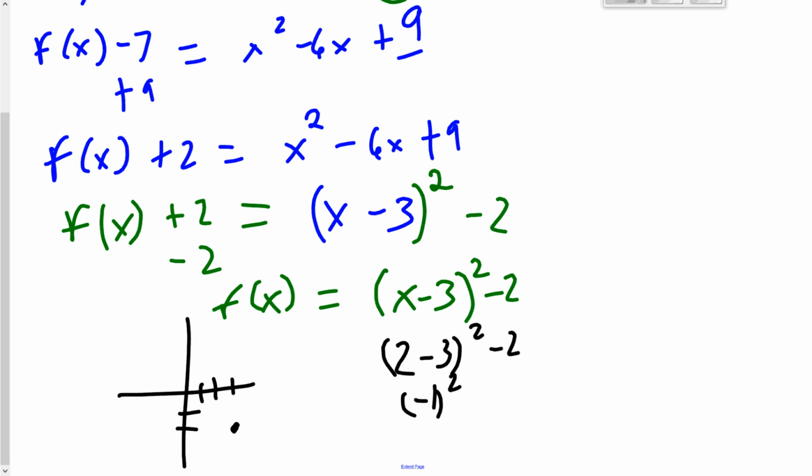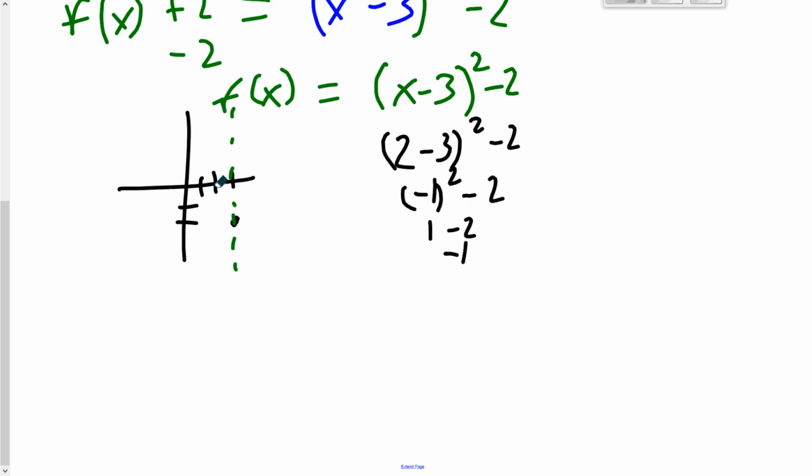And then we're going to subtract 2 after I square negative 1, so that's 1 minus 2, that's negative 1. And then I can fold that over my axis of symmetry, which is right here. I plugged in 2, so I go over 2 and I go down 1 because it's a negative 1. So I'm over 2 and down 1.